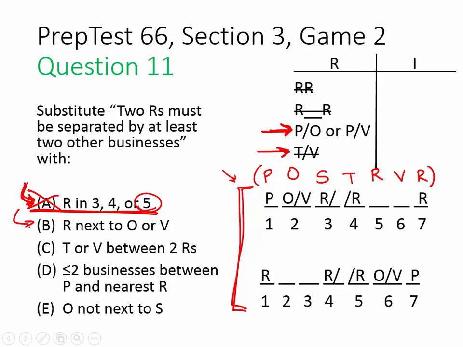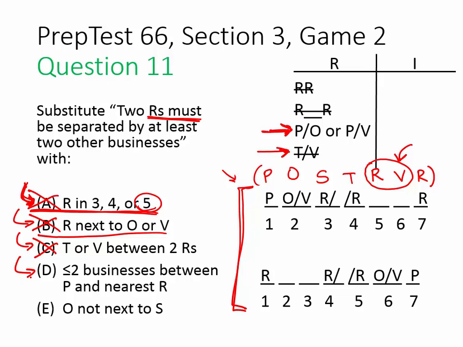Answer choice B says that R has to be next to O or V. And if you notice, in the setup that we just did, we placed R next to V. So we followed this rule, but we still managed to break the rules of our original limited options. Therefore, this one does not work. What about T or V between the two R's? Well, yet again, we've placed V between our two R's. We followed all the other rules except this original one that we're getting rid of. And we've still managed to break our limited options. So this one doesn't work.